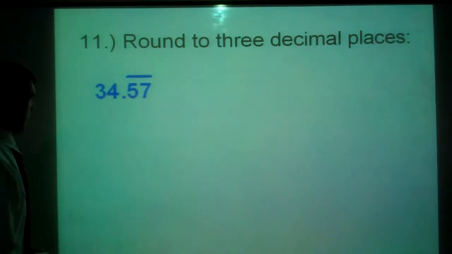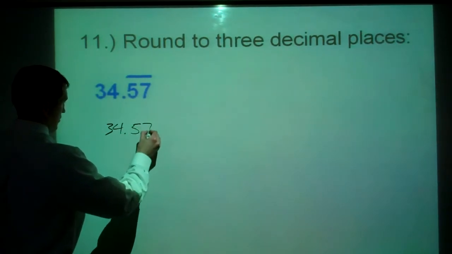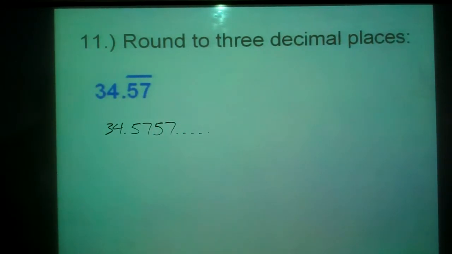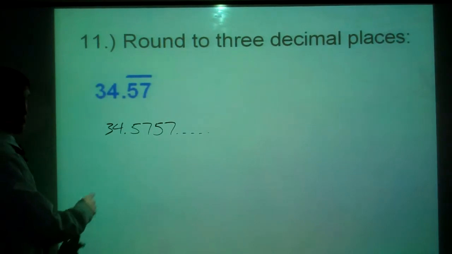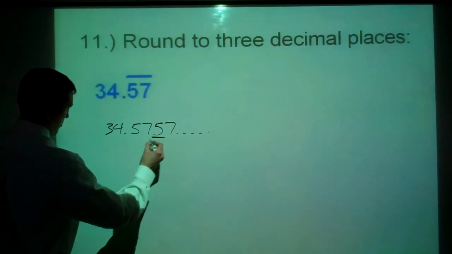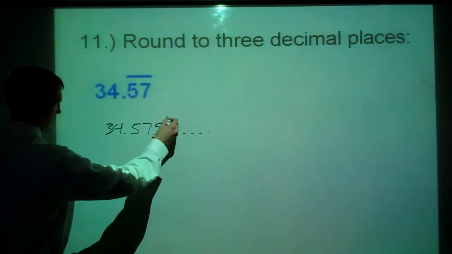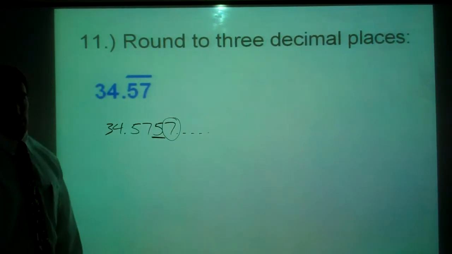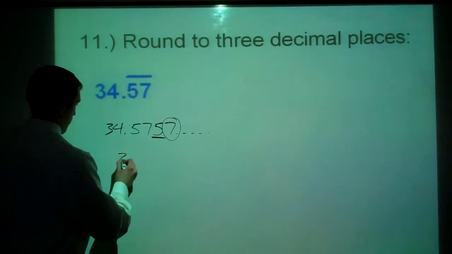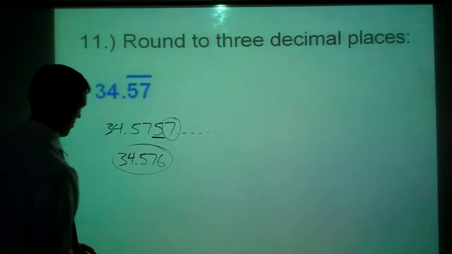This bar tells me that 5, 7 will repeat forever. So it'll look like this. That pattern will continue. And we want to round it to 3 decimal places. So that's 3 places past our decimal. 1, 2, 3. We're going to round this number. It's either going to stay a 5 or it's going to go up. And it depends on this 7, or the next place value. 7 is 5 or greater, so anything 5 or greater, we round that up. So 34.576. Okay?